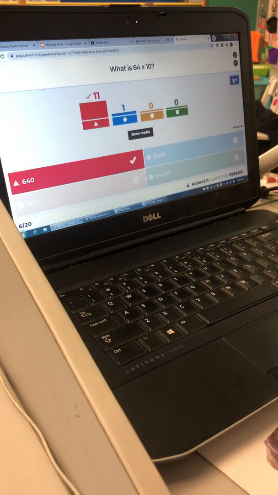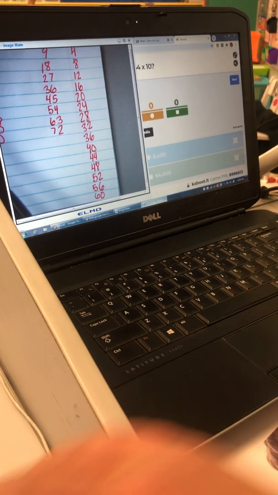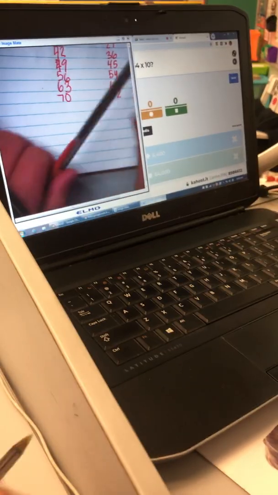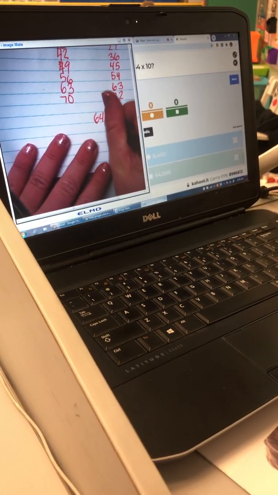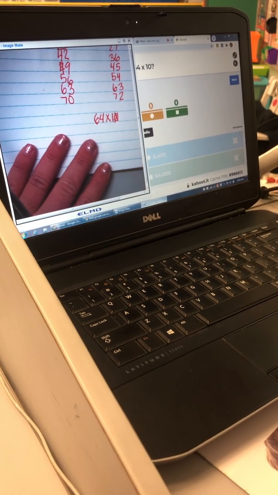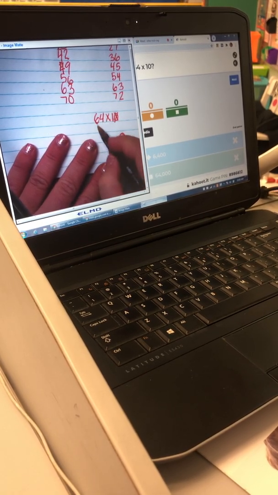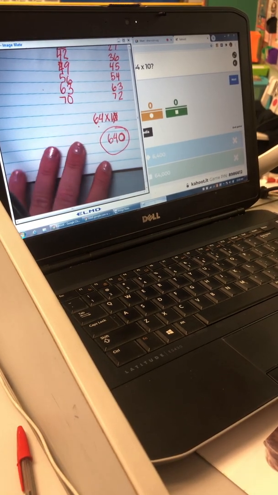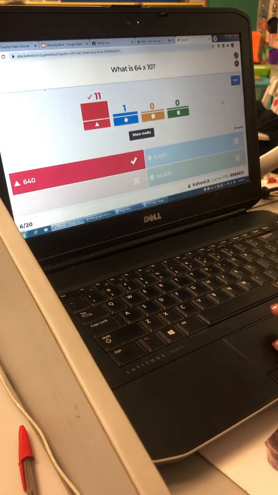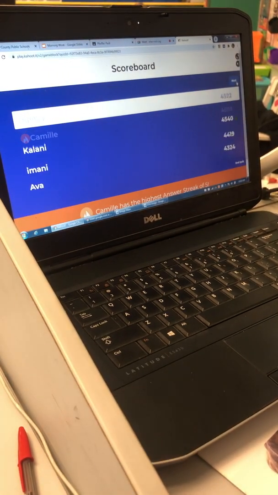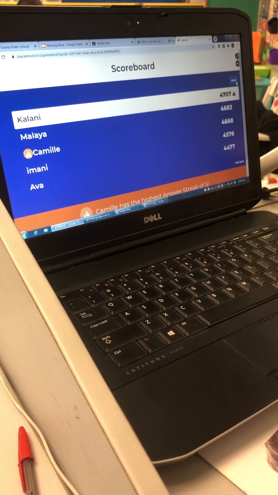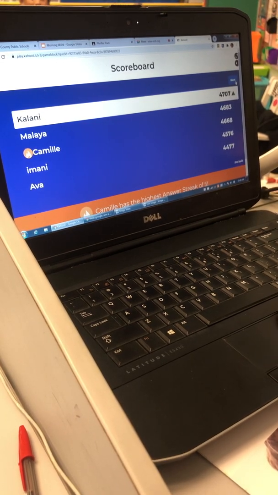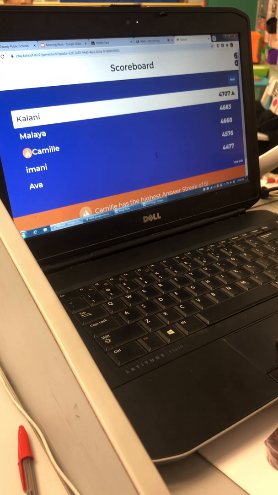All right, so opening up my camera so you can see. 64 times 10. Remember our zeros property of multiplication. Take off my 0. Bring it down. 64 times 1 is 64. My answer is 640. All right, next, let's see. Oh, Kalani pulling it in. Good job, Kalani. Camille has the highest answer streak so far.